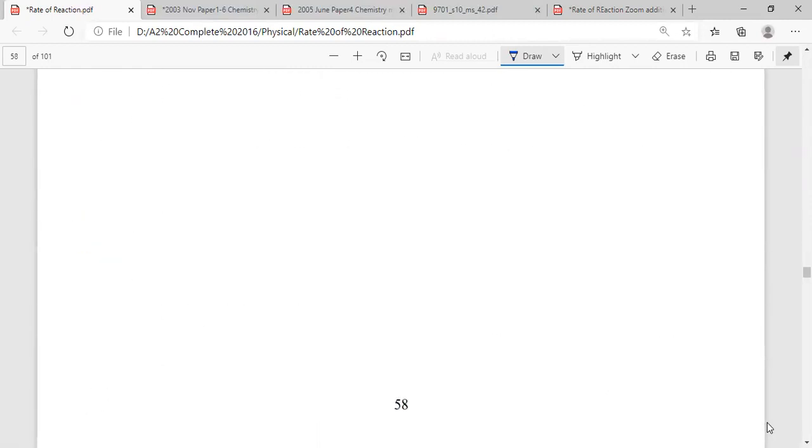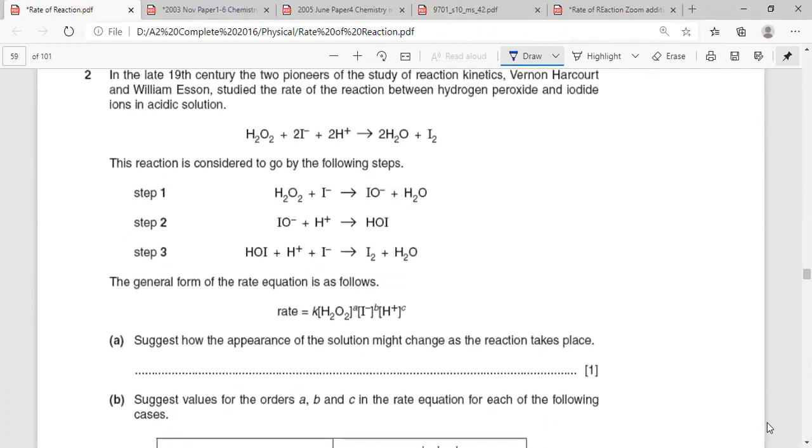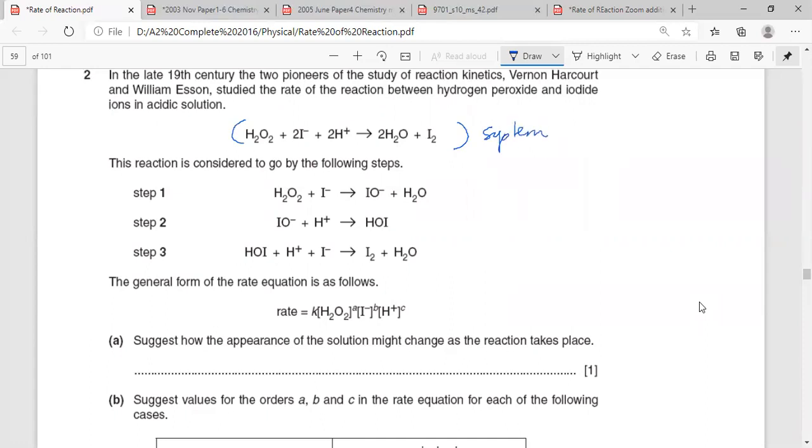And there was one that actually gives you this, which is very good. Now this is a very complex reaction: hydrogen peroxide plus iodide and acid gives products. See the general form they give you here: the general form of the rate equation is this. I'm going to use a question to teach. In this system, remember that this is a chemical system.